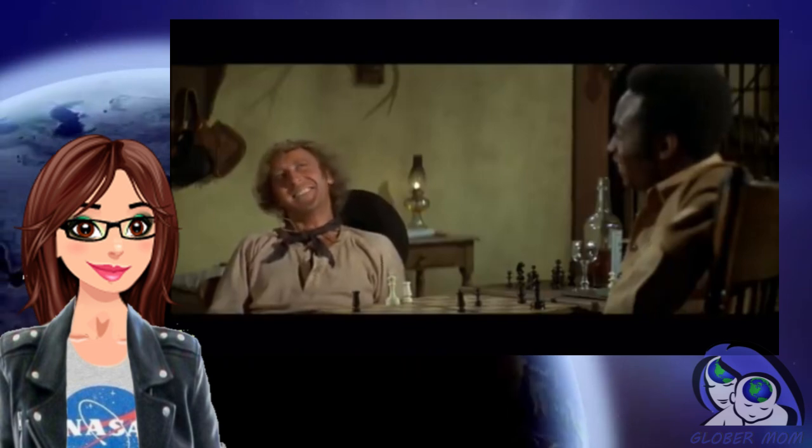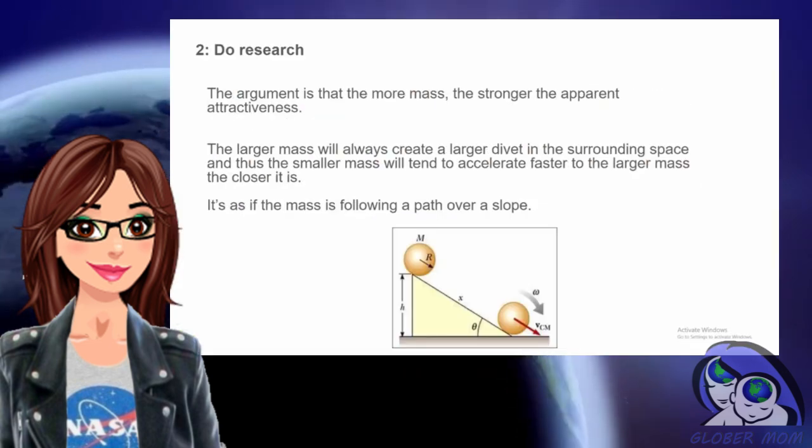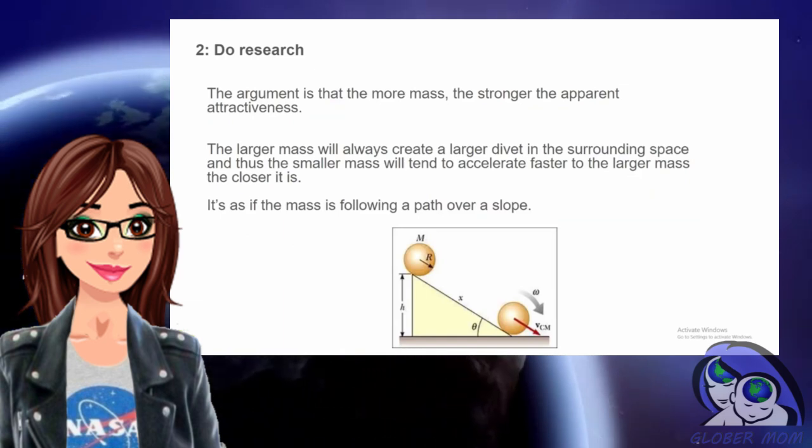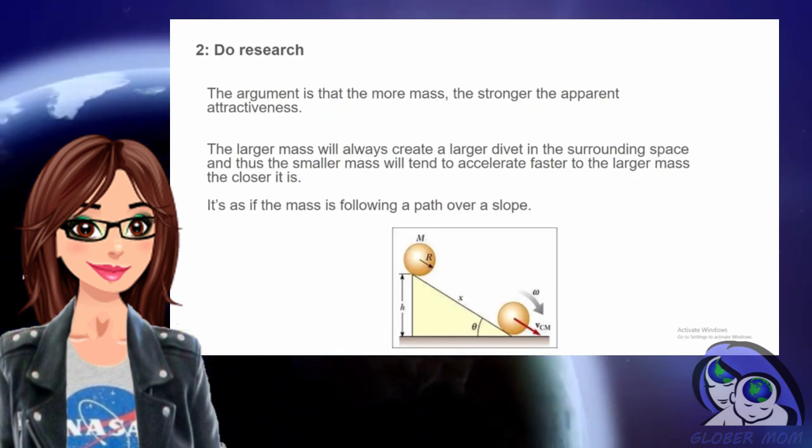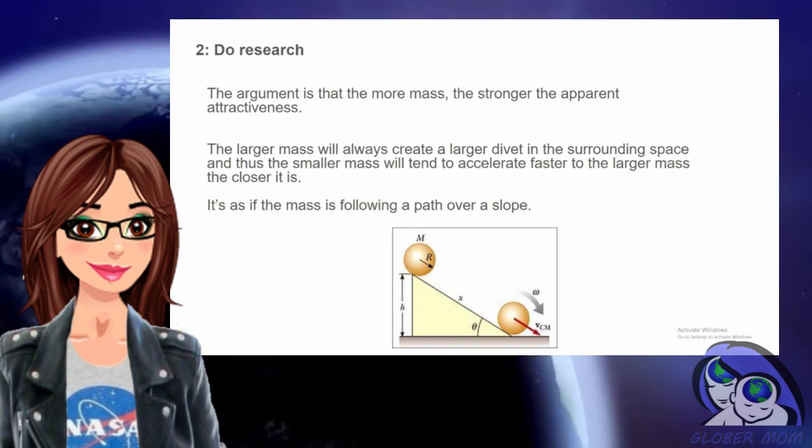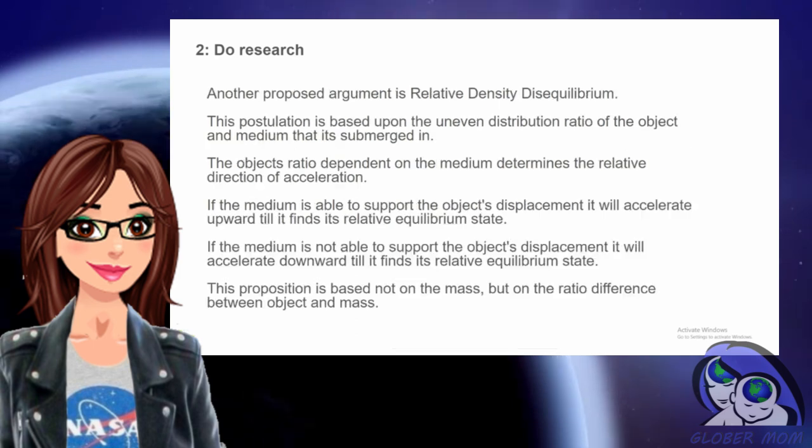Oh, dearie dear. The argument is that the more mass, the stronger the apparent attractiveness. The larger the mass will always create a larger divot in the surrounding space, and thus the smaller mass will tend to accelerate faster to the larger mass the closer it is. It's as if the mass is following a path over a slope.